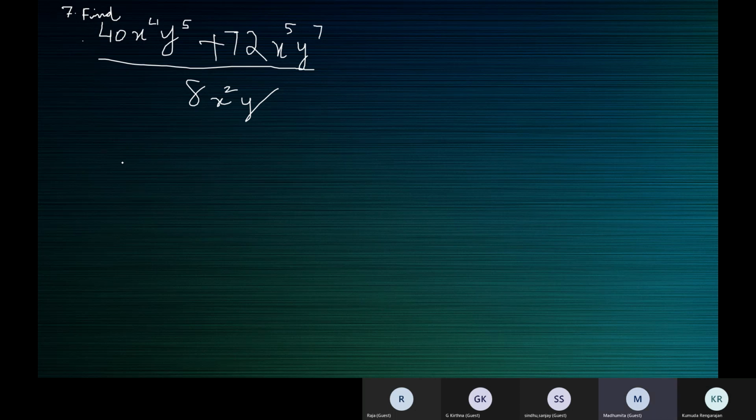Ma'am, I got the answer. Yeah, what's the result? 5x square y to the power 4 plus 9x cube y to the power 6, ma'am. Very good. You're right, Madhumita. Thank you, ma'am.